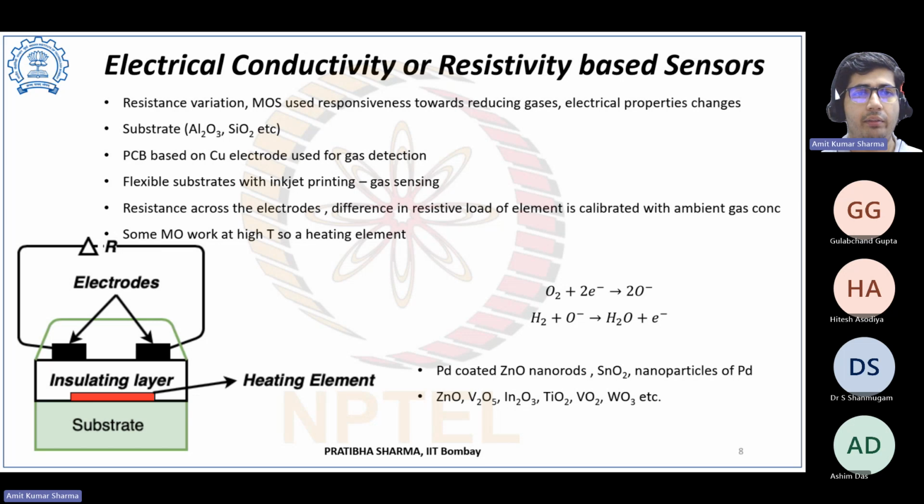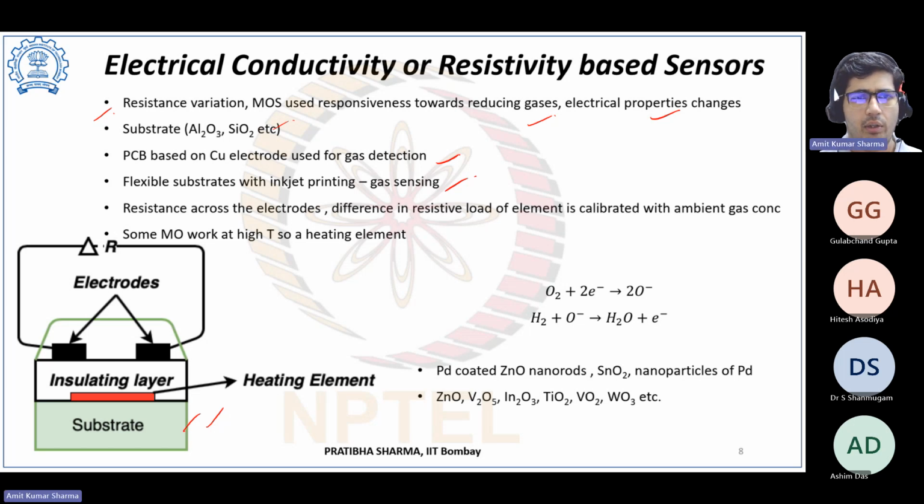Now the electrical conductivity or resistivity based sensor. These are based on the resistance variation. MOS is used for responsiveness towards reducing gases. Electrical properties change. Here we have a substrate, Al2O3, SiO2, etc. Then there is an insulating layer, heating element, electrodes. Okay. So PCB with copper electrode is used for gas detection, and flexible substrates with inkjet printing for gas sensing.